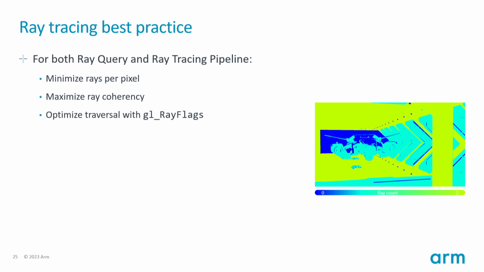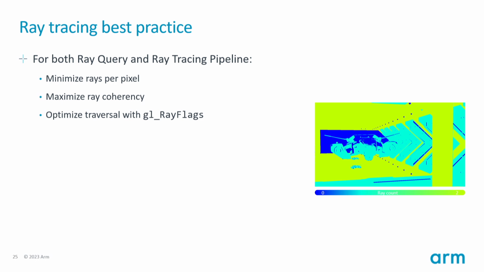Then third, you can optimize the ray traversal by using ray flags like we did for shadow. We only want to find the first hit. We don't need to know what exactly object we hit.